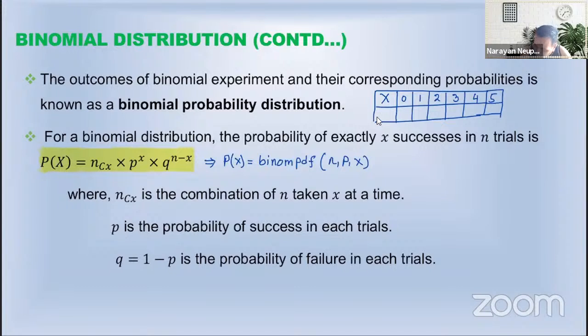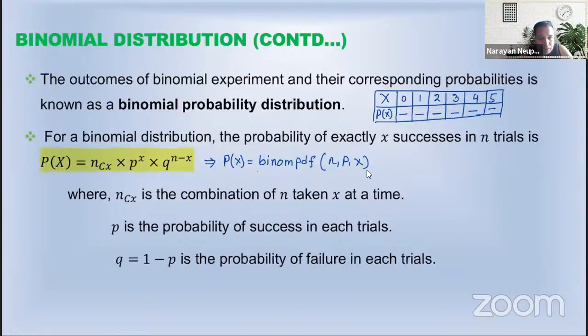And the corresponding probabilities. If you list the corresponding probabilities, if we find the probability in each case, then this distribution is called the binomial probability distribution. So the outcome of the binomial experiment and their corresponding probabilities is known as the binomial probability distribution. Now, in order to find the value of the probability, so if you want to find P of X, in this class we'll be using a calculator to solve all the problems.